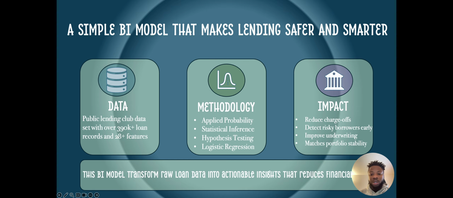It improves underwriting and pricing decisions. It can help reduce charge-offs. It can strengthen portfolio stability and support data-driven lending policies. In conclusion, my BI solution gives financial institutions a measurable, evidence-based way to control risk and improve long-term financial performance.